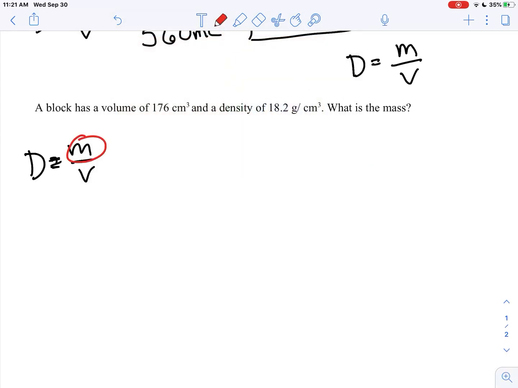In order to solve for m, that just means to get it alone by itself on one side of the equation, we're going to multiply by v on both sides. If we do that here, we cancel out, and then we have to do it over here to make sure it stays equal. So then we end up with this formula.